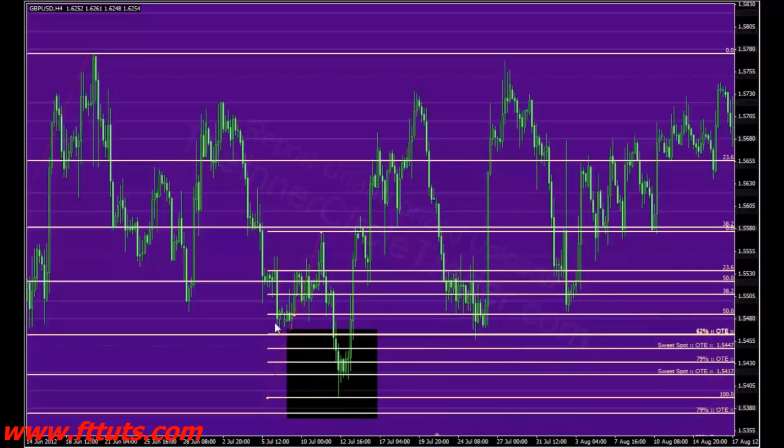Here's the 62% retracement level here. And it's overlapping with this level here on this low. Here is the 100 level. This is how we hunt the ICT reflection. So we have a confluence of a lot of factors here suggesting this is going to be a low.